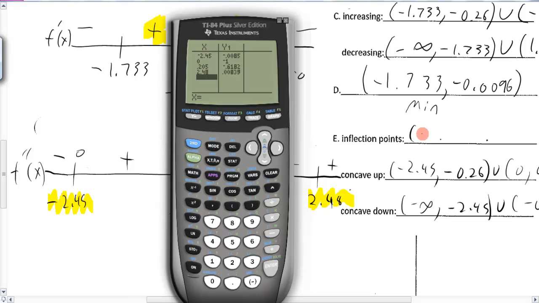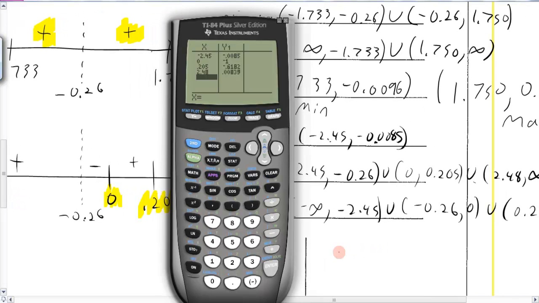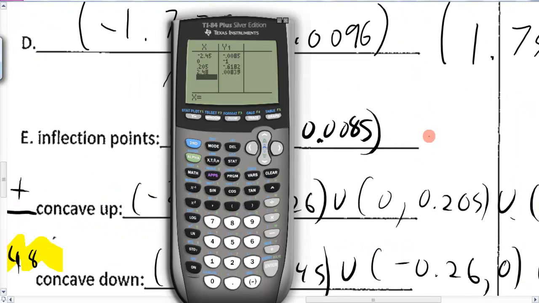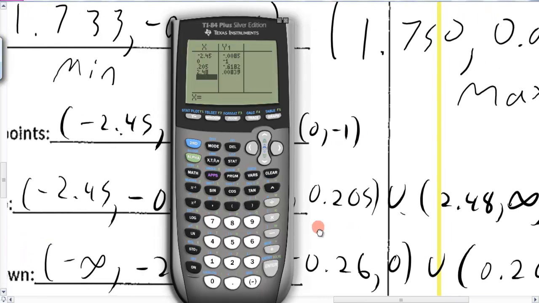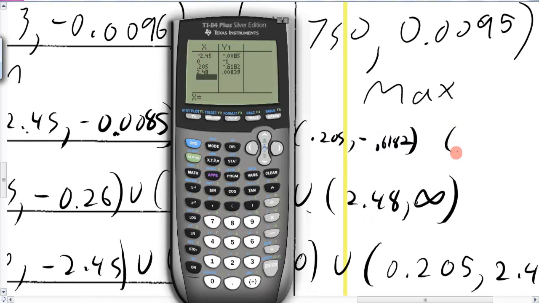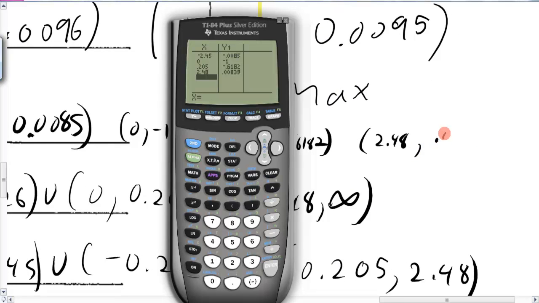I have an inflection point at negative 2.45, comma, negative 0.0085. Then I have a second inflection point at 0, comma, negative 1. Then I have a third inflection point at 0.205, comma, negative 0.6182. And finally, we have a final inflection point at 2.48, comma, 0.00839. Whew.